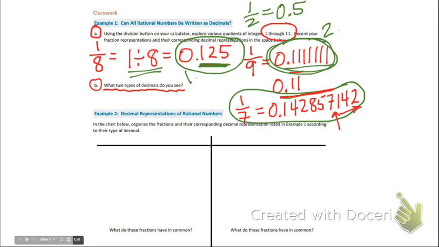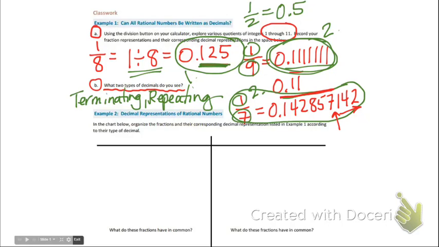So this would also qualify as this second type of decimal. What two types of decimals do we see? We see terminating and repeating. Any time you make a fraction out of two integers, like all of these are, you are going to get a rational number. So they're all rational numbers, and they will always follow either a repeating pattern or a terminating pattern.